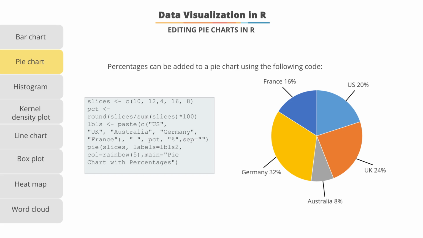You can see here we have the labels, so we have the country. After that, you have double quotations with a space, which will denote a space on that label, and then the percent, which is the actual amount, percentage, with the percent sign. The other thing we did here, so that new piece, we've added rainbow 5, which will allow for different colors.